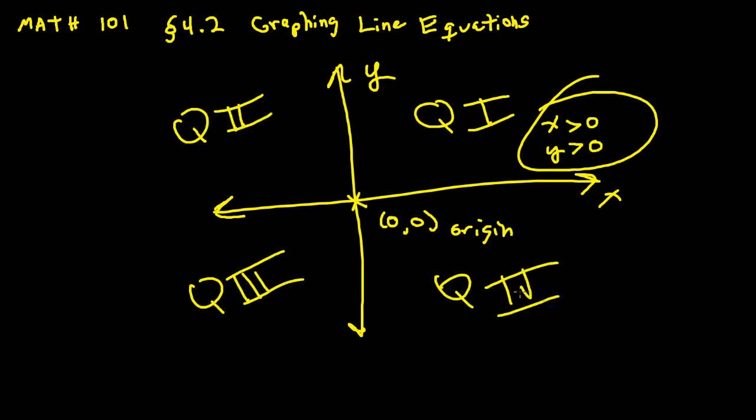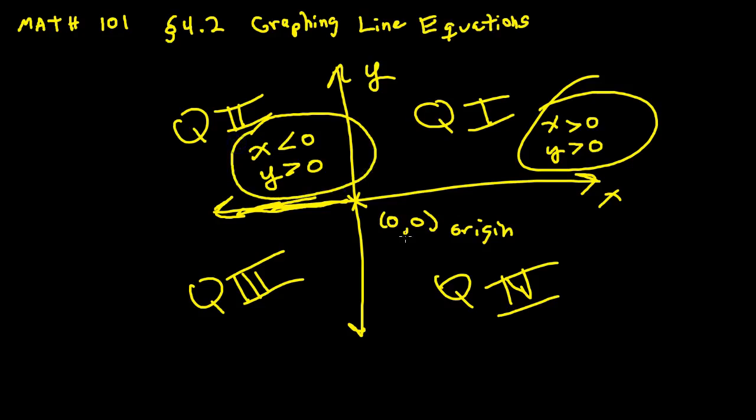The two coordinate axes cut the XY plane into four what we call quadrants. In quadrant 2, that means your x values are left of the y-axis, and the convention is that x is negative out here. You're still above the x-axis in this quadrant, so y values are positive. In the second quadrant, x negative, y positive.